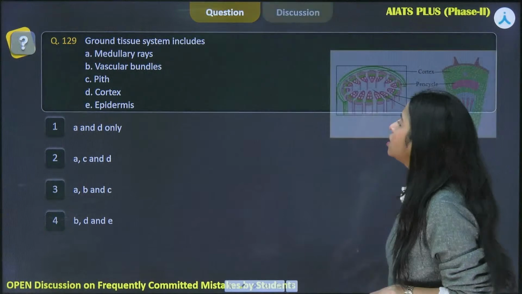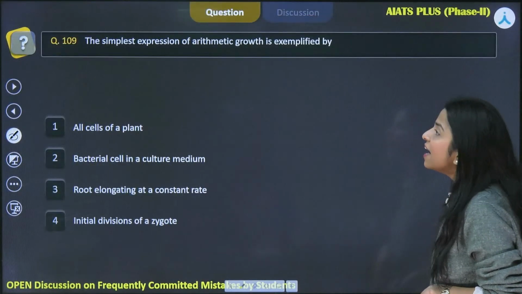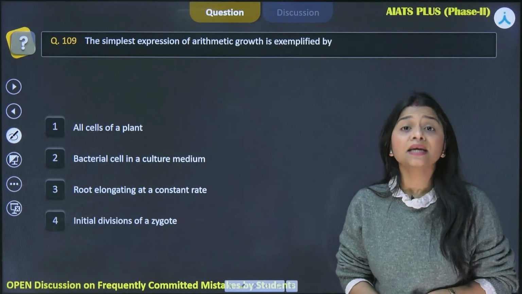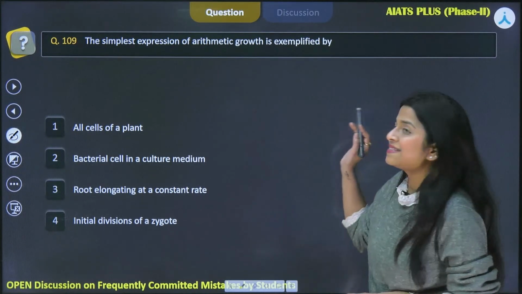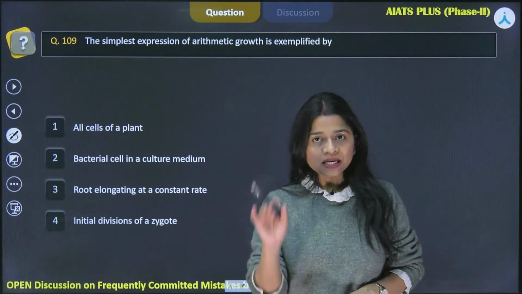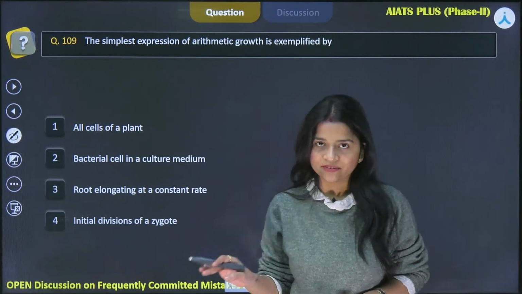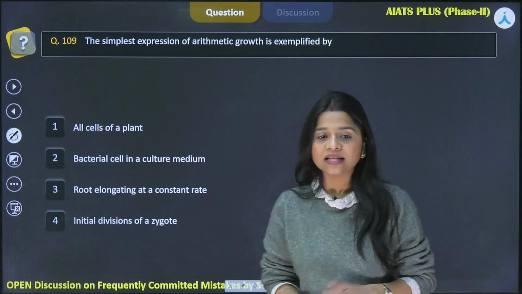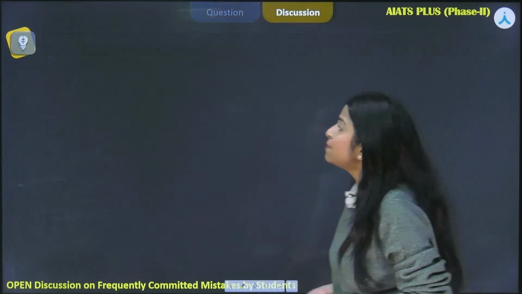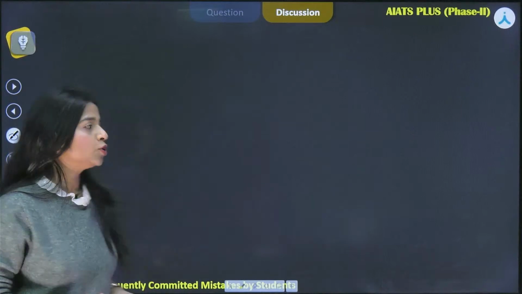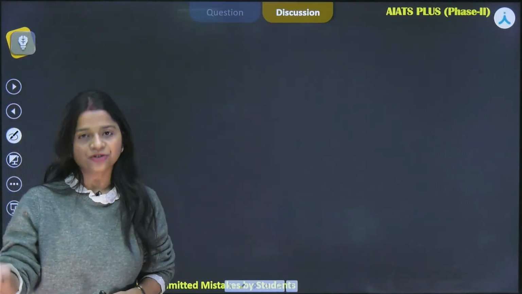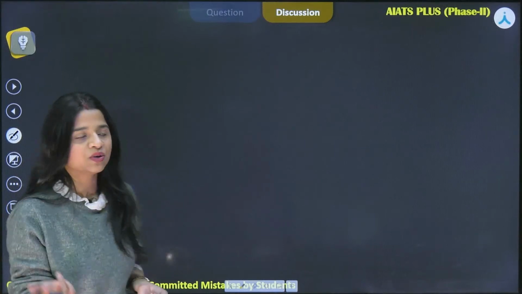Moving on to the next question. Here we have the simplest expression of arithmetic growth is exemplified by. The question is from plant growth and development. You should be knowing what arithmetic growth is. To answer it, the concept of arithmetic growth should be clear with all of us. I will be discussing arithmetic as well as geometric growth. What is the basic difference between the two?